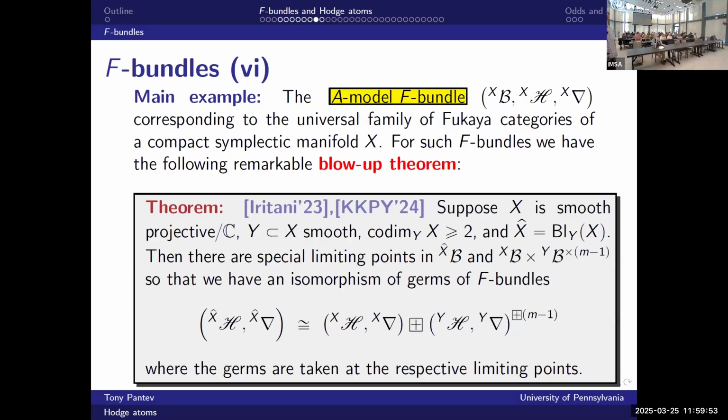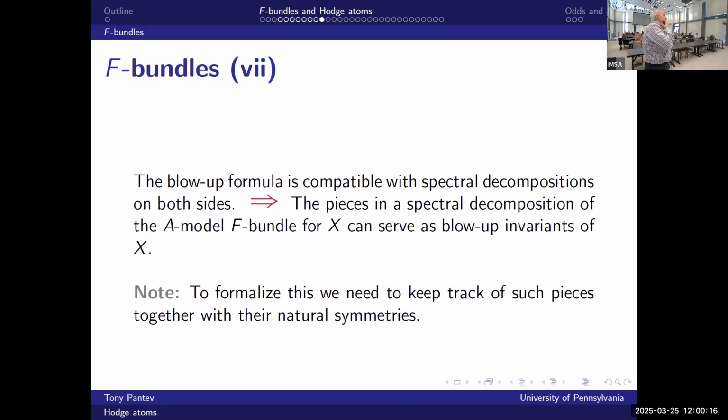Okay, so for an F bundle, just a general wave bundle, we had this spectral decomposition theorem, which broke it up according to the spectrum of this extra symmetry kappa. There is also this blow-up decomposition theorem, which works for the A model wave bundle of a variety. They're compatible. So when you write down the formulas for the decomposition, you see that the pieces in the spectrum are compatible, and they're compatible from first principles too.